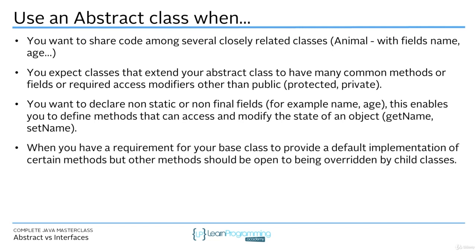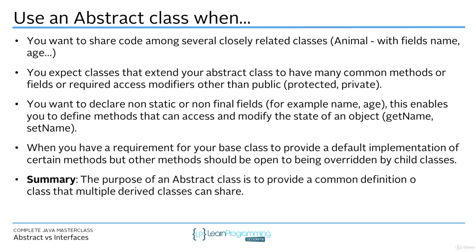And also, you may want to use an abstract class when you've got a requirement for your base class to provide a default implementation of certain methods, but other methods should be open to being overridden by child classes. And as a general summary, the purpose of an abstract class is to provide a common definition of a base class that multiple derived classes can share.